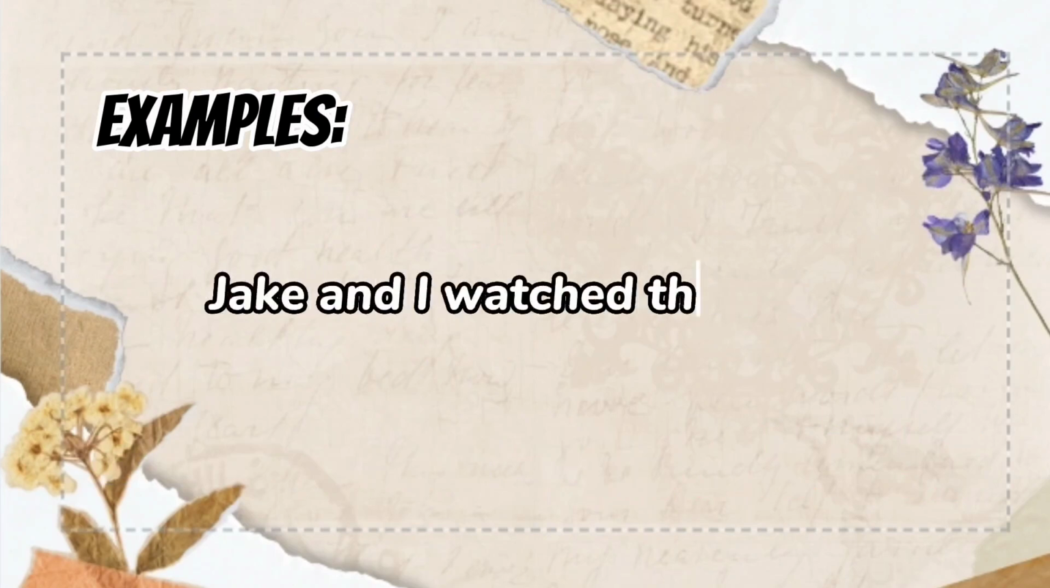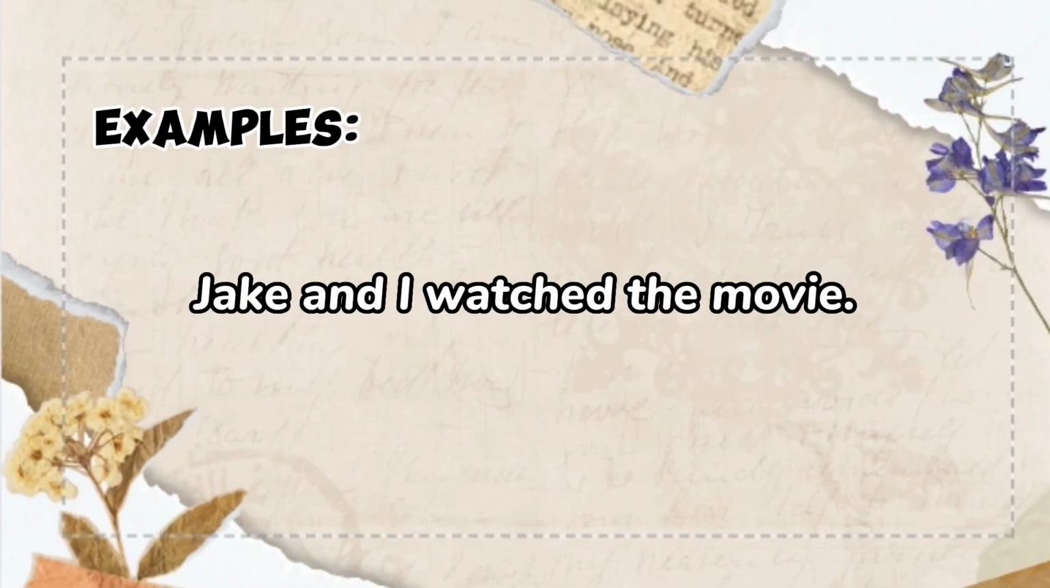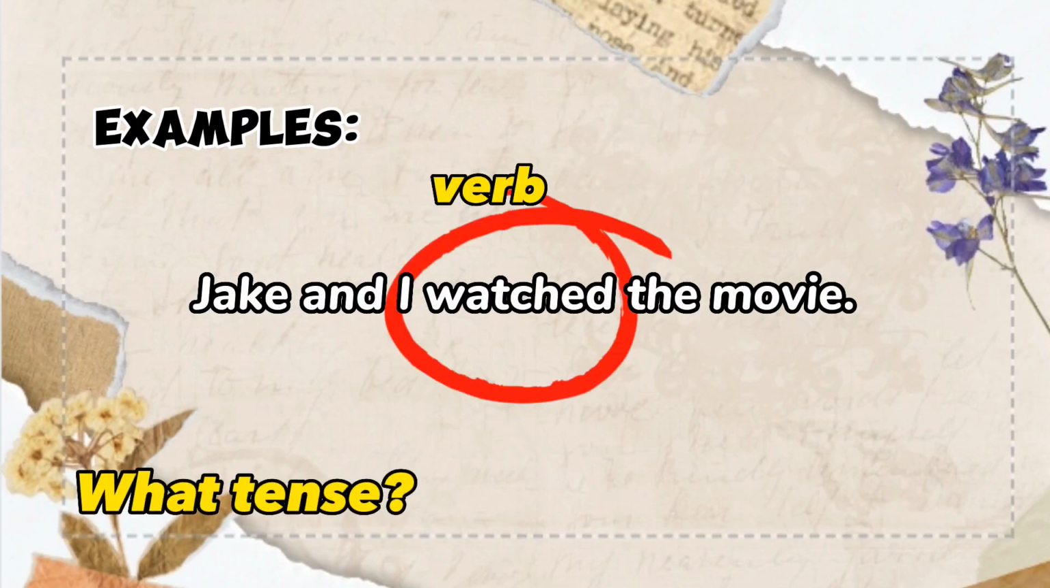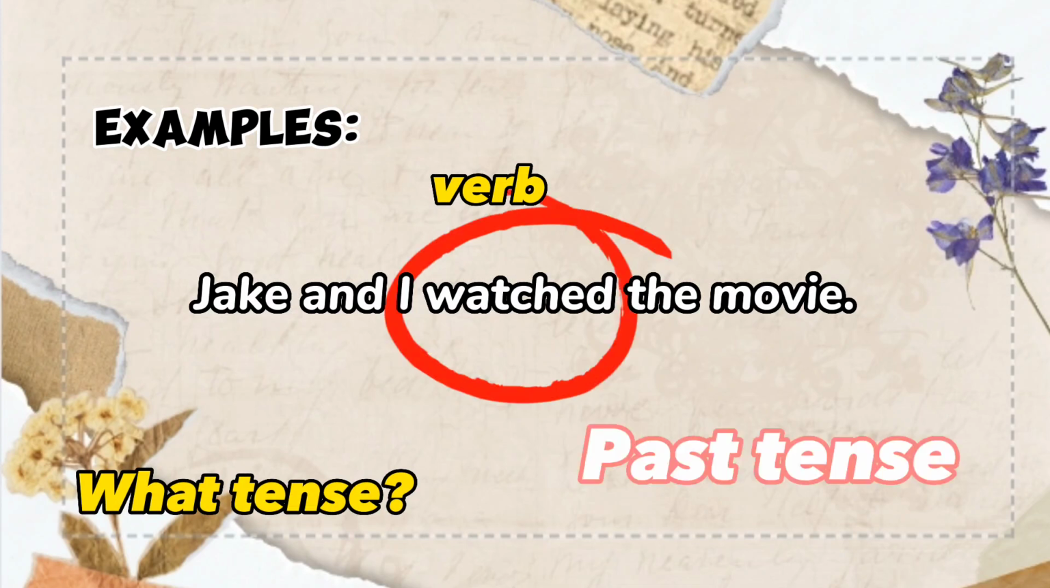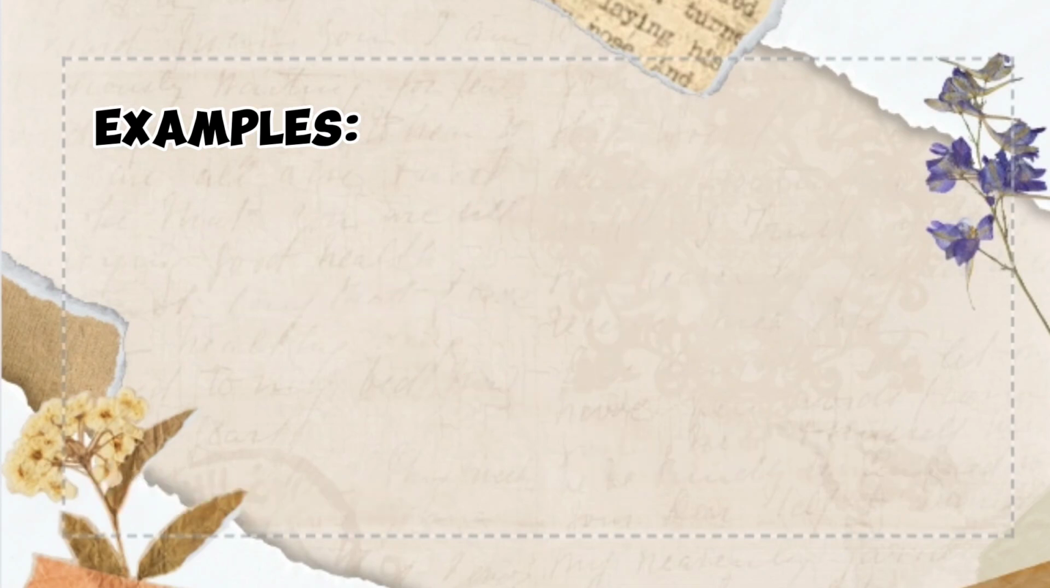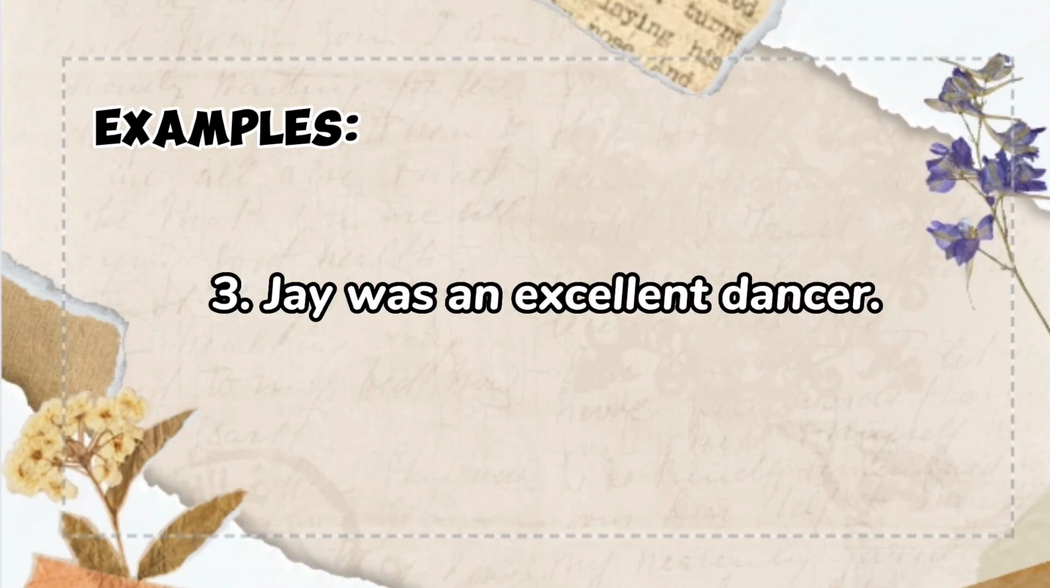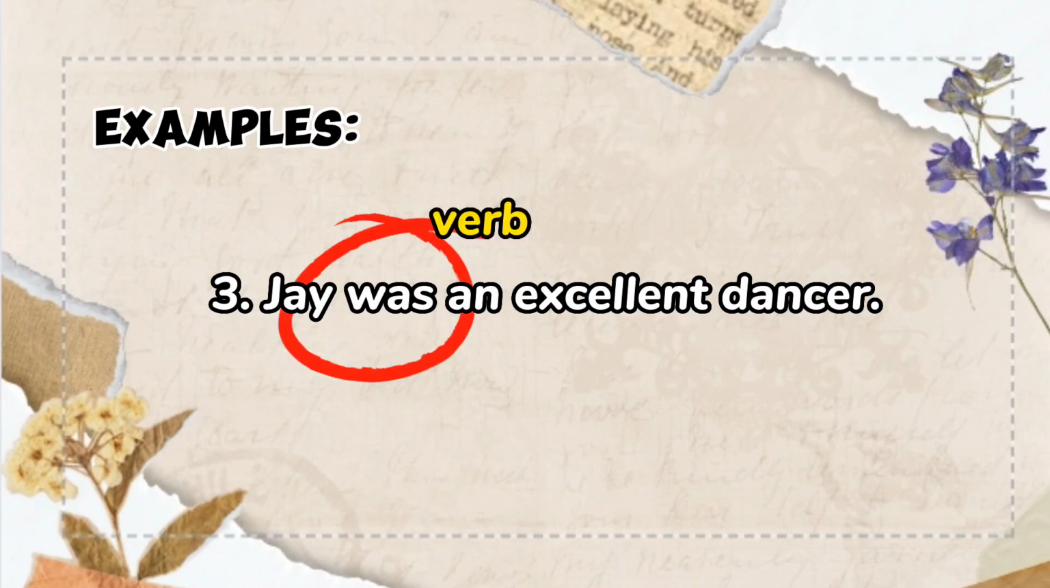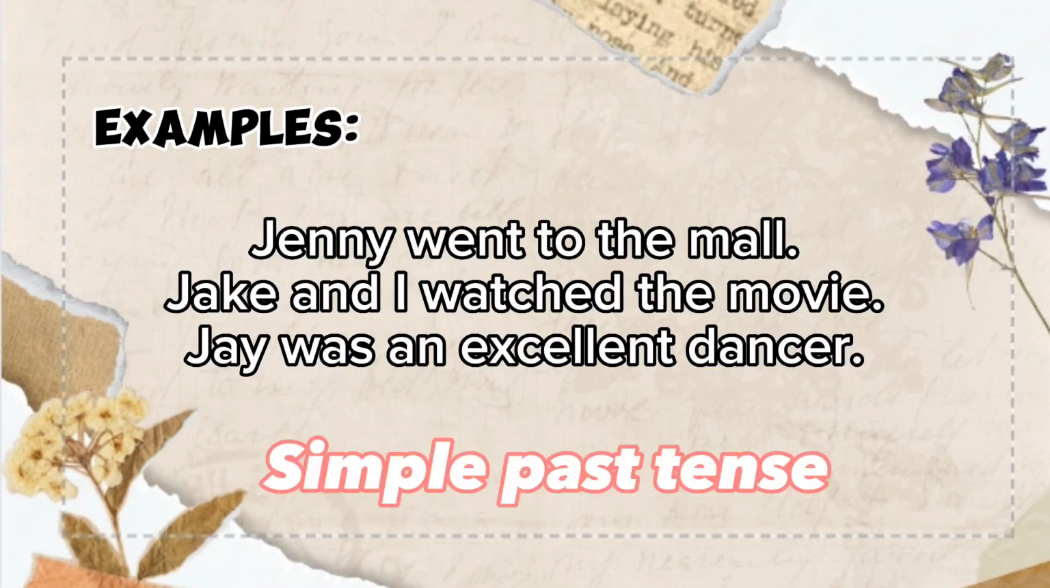Jake and I watched the movie. Now, with this example, which do you think is the verb? We have watched. Which tense is it? Correct. That is in past tense. Moving on to the third example, we have Jay was an excellent dancer. Now, with this example, we have was as our verb, and of course, again, it is in the form of past tense. Those three examples show us the simple past tense of the verb.